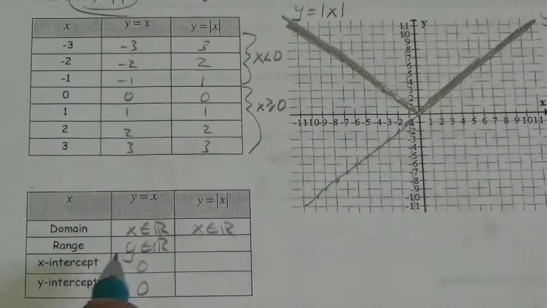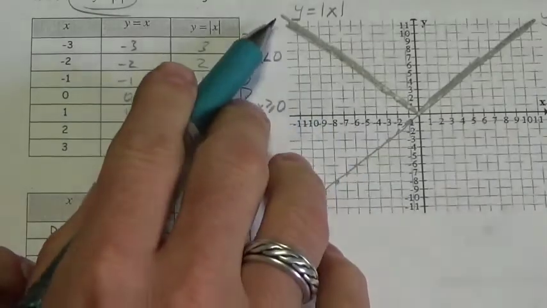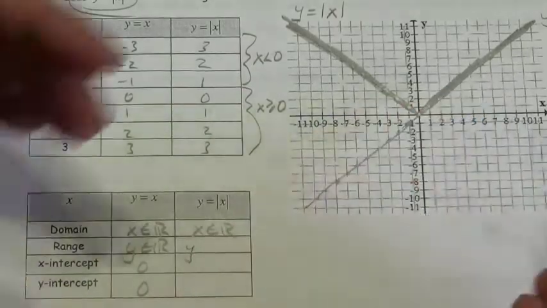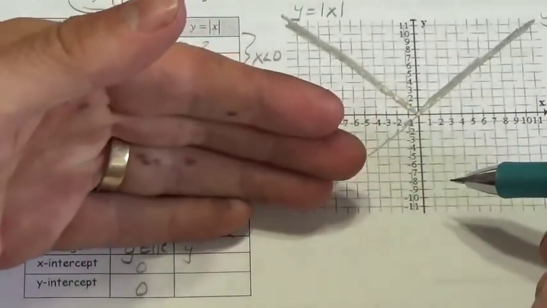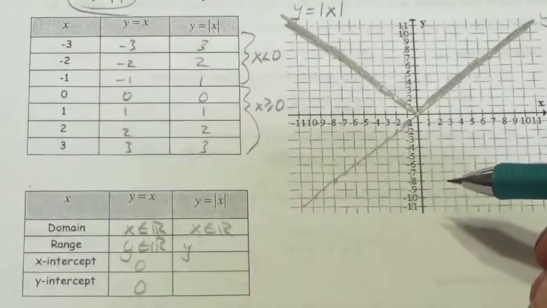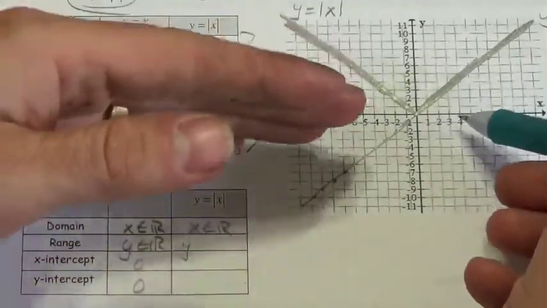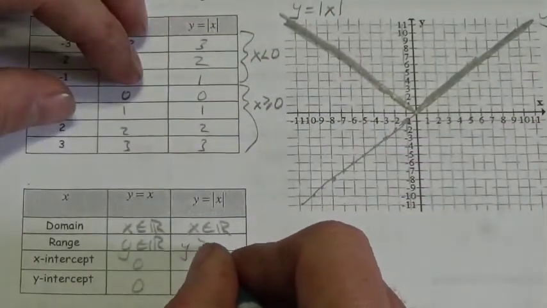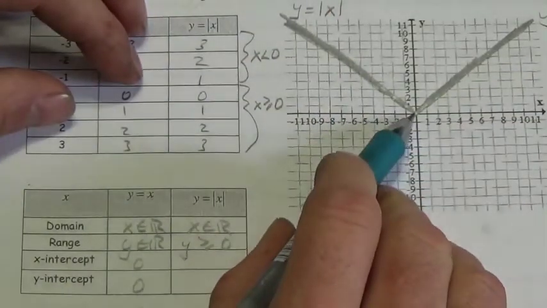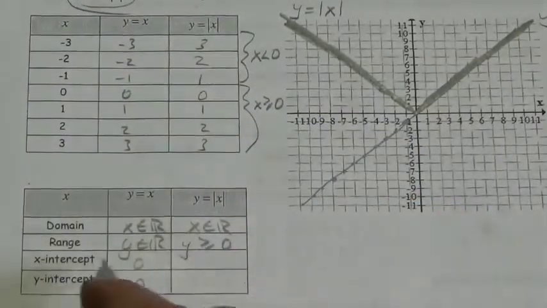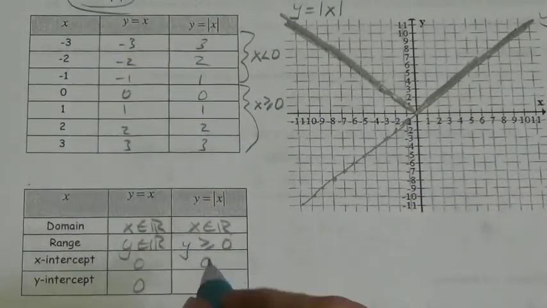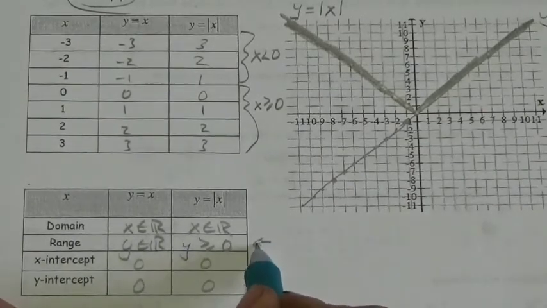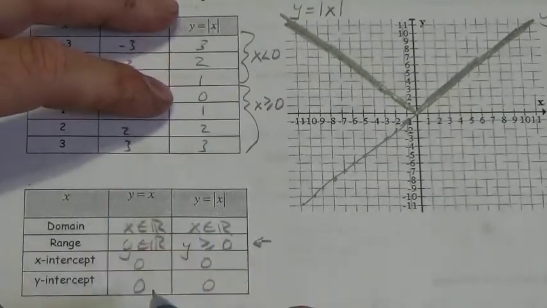The range, however, notice that the absolute value function drops down, hits zero, and then goes back up. It does not extend below the x-axis. And that actually makes perfect sense because the absolute value makes these things positive. So then y is going to be greater than or equal to zero, because when we hit the origin, it does actually hit zero. The x-intercept, it hits the x-axis at zero. It also hits the y-axis at zero. So the only thing that really changed in terms of these properties was the range.